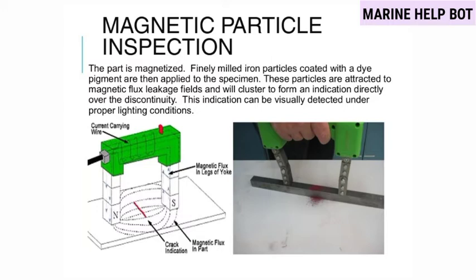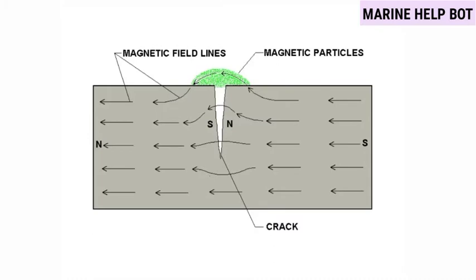So basically in this type of test, first we magnetize the workpiece. Then after magnetizing, we put some iron particles on this workpiece. Once we have put these iron particles on the workpiece, due to the magnetic flux leakage fields, they will cluster in a form which is easily visible by our eyes. So the pattern is as you are seeing in the image. From the image it is clear that the magnetic field lines change their pattern when they come in contact with the crack. So it is a clear indication that we will get visually.